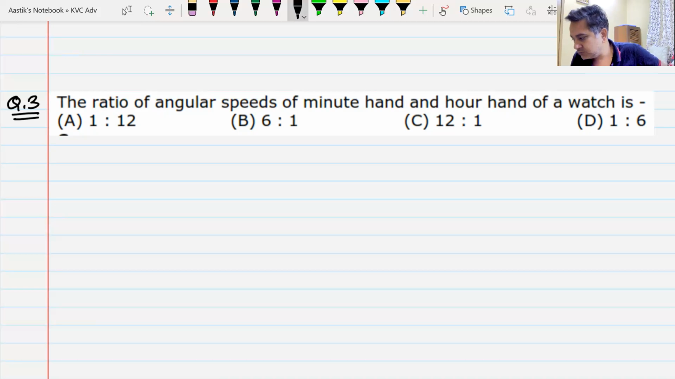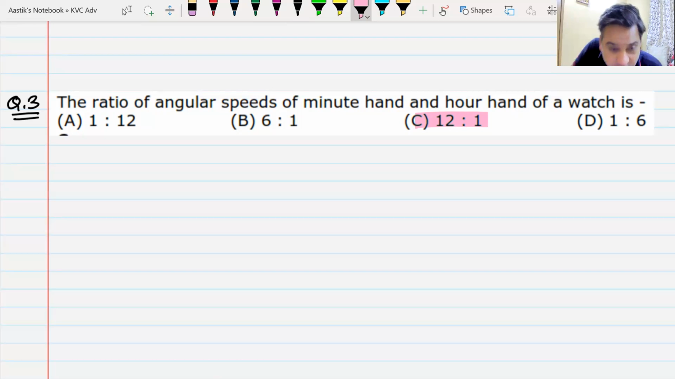12 is to 1. That is correct. What is the angular velocity or angular speed of the minute hand? In 1 hour, it completes one circle. Yes, sir, 2 pi by 60 minutes. What is the angular speed of the hour hand? 2 pi by 12 hours, that is 12 into 60. So the ratio is 12 is to 1. Yes or no? Yes, sir. Okay.